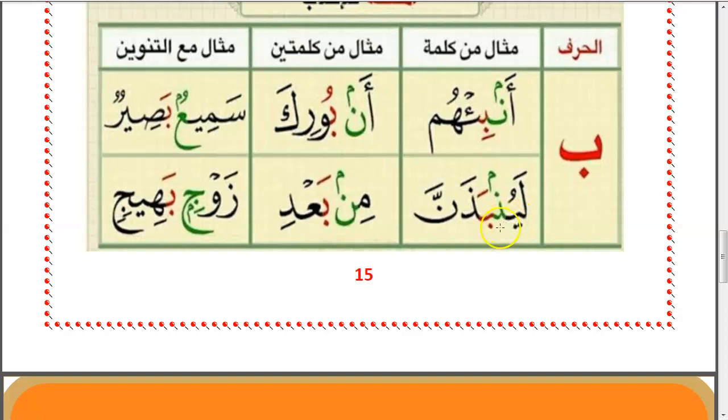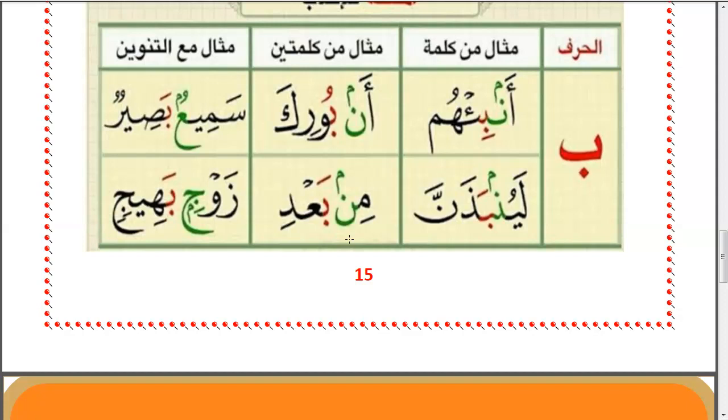Why? Because of the appearance of Ba after it. Now here is Ba appearing after Nun Sakina. We read it as mim ba'di. Don't read this as min ba'di. That is very wrong. It is more accurate to read it as mim ba'di.